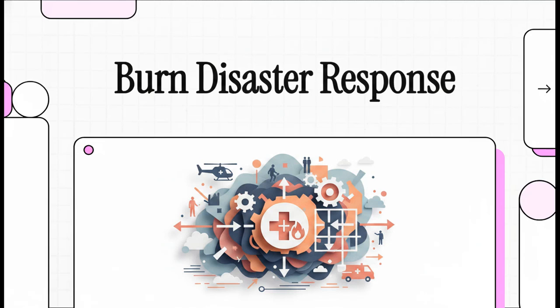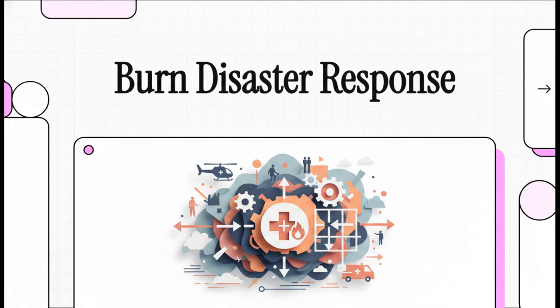All right, let's dive right into this explainer. Today, we're unpacking exactly how first responders and medical systems somehow managed to bring order to the unimaginable chaos of a mass casualty burn disaster. I know, it's a pretty heavy topic, a grim reality for sure, but preparing for the absolute worst is literally the only way to save lives when a catastrophe strikes.